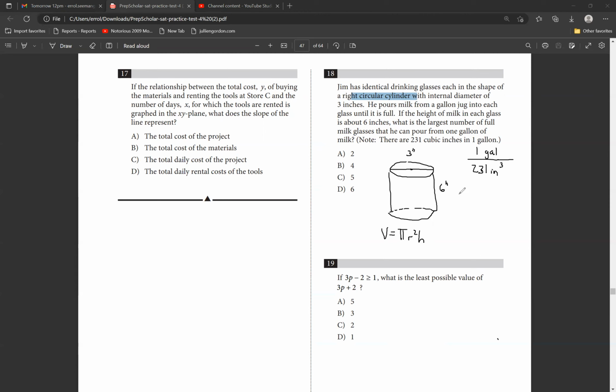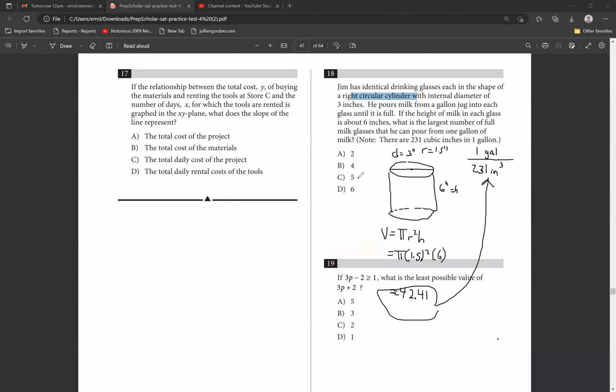Okay, so now if 1 gallon is 231 inches cubed, this is the diameter, right? And this is the height. So what's the radius? The radius would be 1.5 inches. The height would be 6. So can we plug that in? Okay, yes. So pi times 1.5 squared times 6 is what? That's 42.41150, about 42.41, right? How many 42.41s go into 231? 5.4, right?